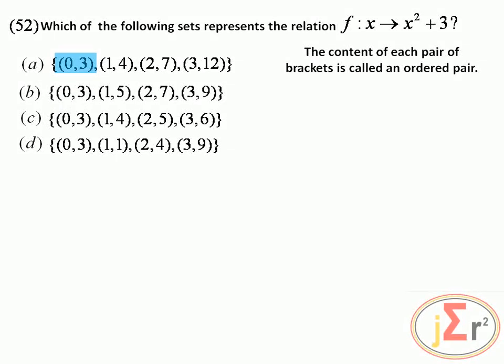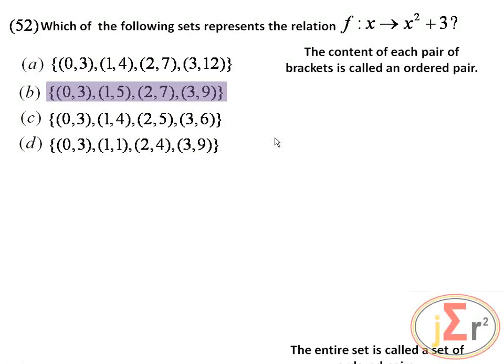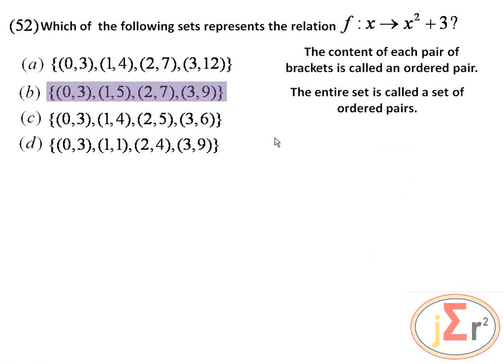The content of each pair of brackets is called an ordered pair. So we have an ordered pair right there, and we are highlighting an ordered pair. An ordered pair is the contents of a single pair of brackets, like this. That's an ordered pair. What do we have there now? The entire set is called a set of ordered pairs. So there we have an entire set of ordered pairs.